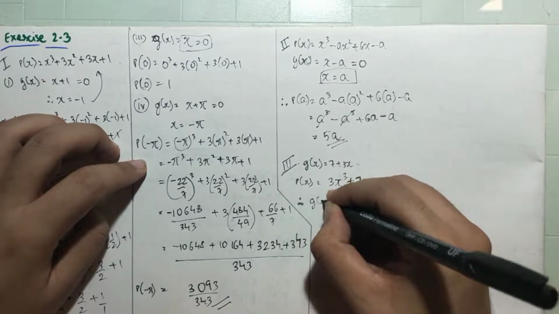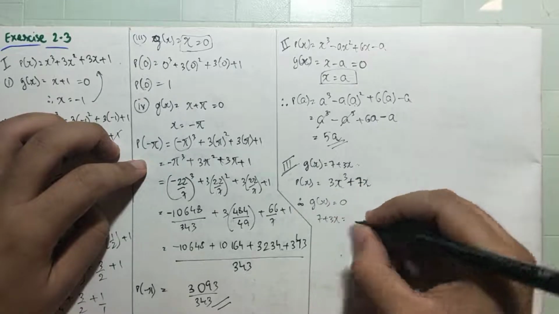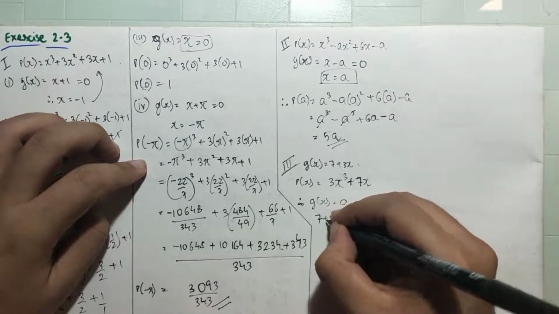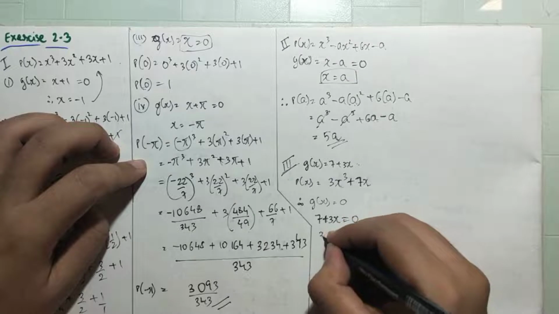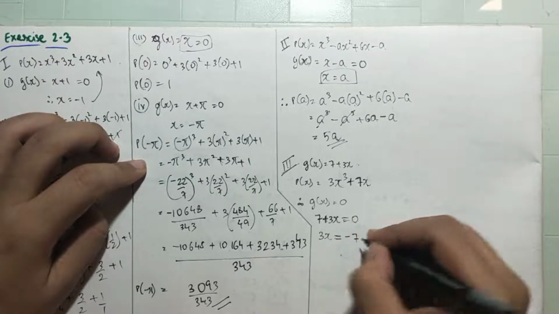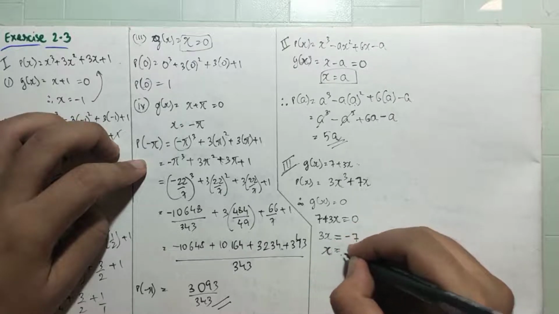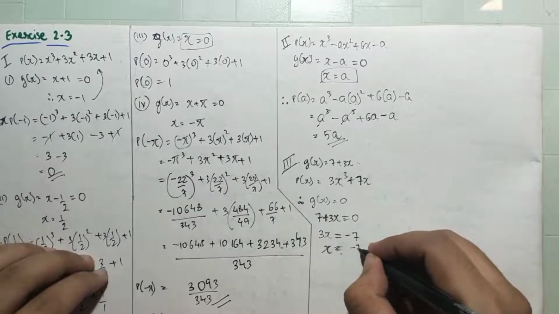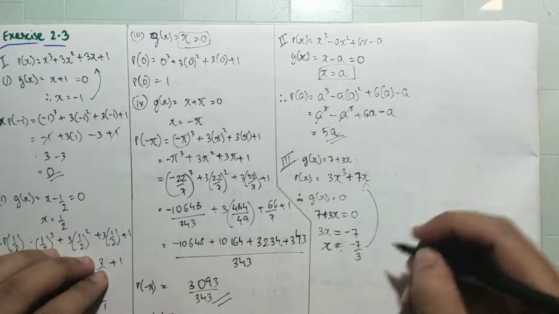So we will equate g of x to 0, that is 7 plus 3x equals 0. This 7 will go to that side, so 3x will be equal to minus 7. x will be equal to minus 7 by 3. Substituting this value of x in p of x.